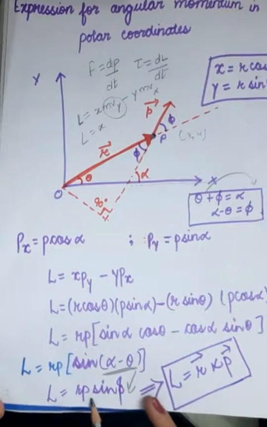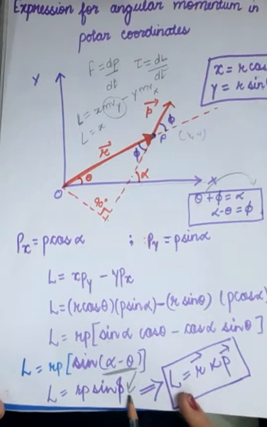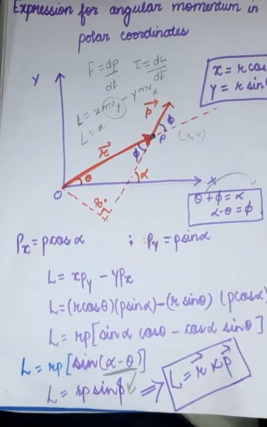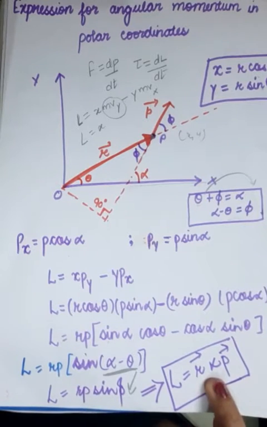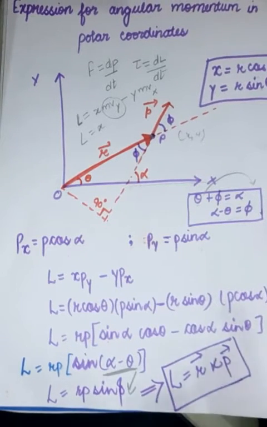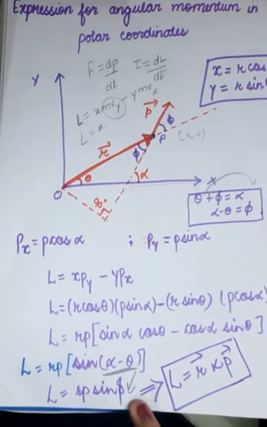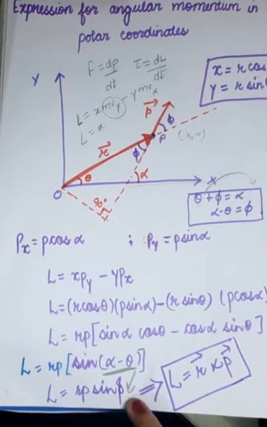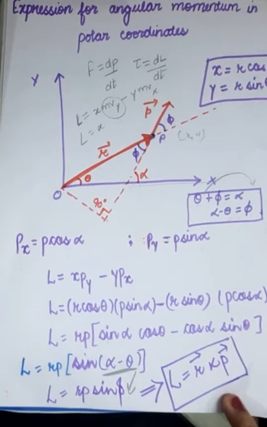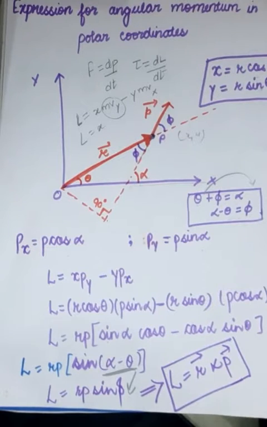So this becomes rp sin phi. So this is indeed the magnitude of the cross product r vector cross p vector, where phi is the angle made between the r vector and the p vector. So this is what you have got for angular momentum, and it is angular momentum in polar coordinates. The earlier one was angular momentum in Cartesian coordinates.